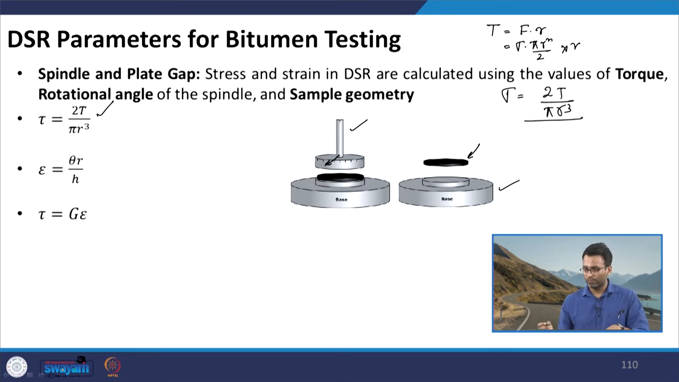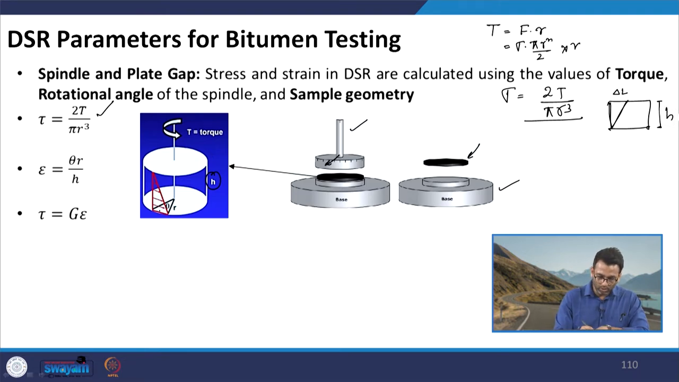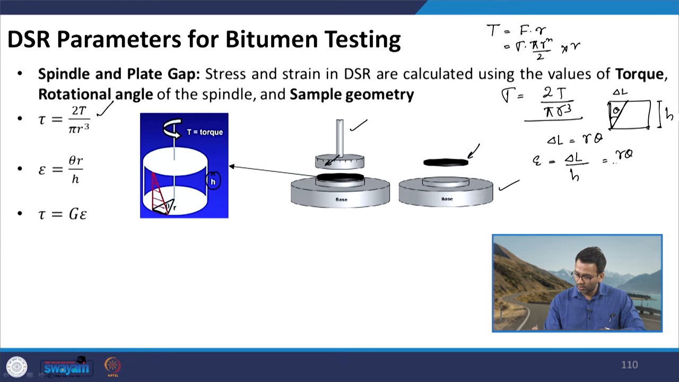Now let us talk about strain, okay. To understand strain, let us look at this picture. This is an enlarged picture of the sample and how the torque is being applied to that particular thickness. So let us say that the thickness of the sample is H, okay. If this is the sample and it is undergoing some deformation, let us say this is delta L, okay, this is H, all right. You can see here that this particular deformation can be written as r theta. So this delta L can be written as r theta, okay. This is theta. So the strain will be delta L by H. So this is r theta by H.